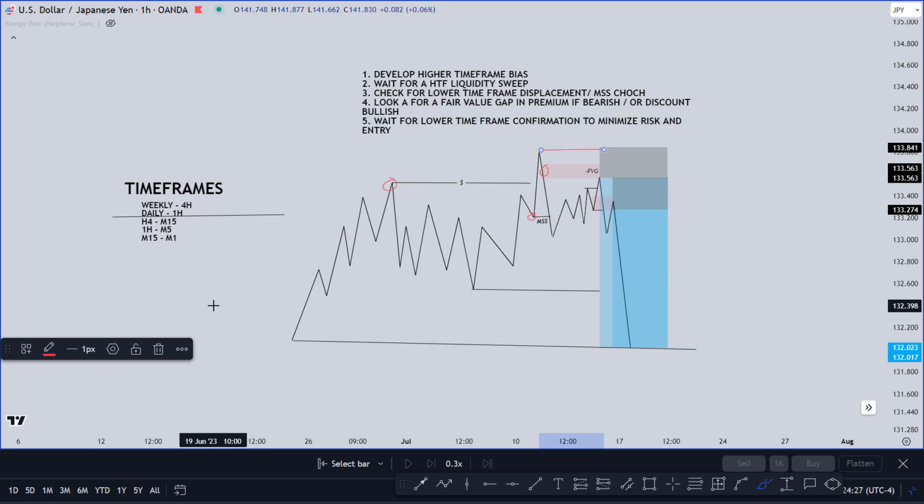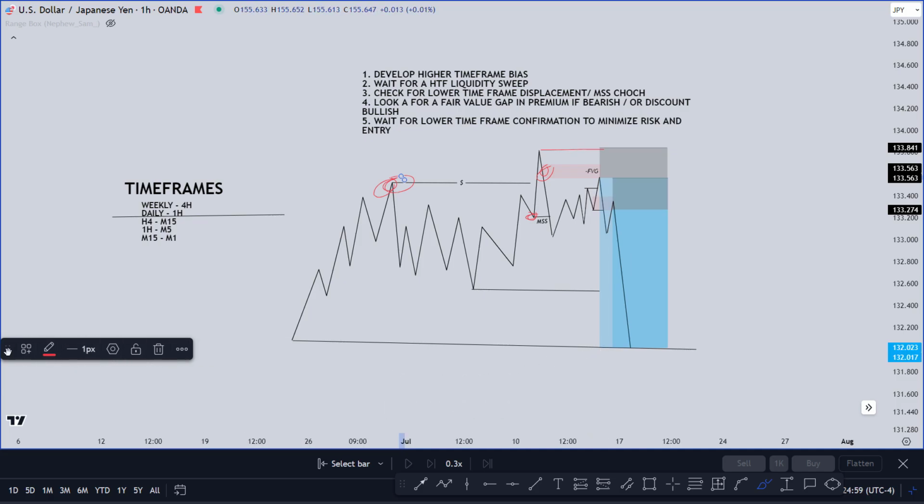And then for the day traders and scalpers, your higher time frame will be the H4, so an H4 liquidity sweep, and then you will scale down to the 15 minutes and wait for a 15-minute market structure shift and a fair value gap. And then for the scalpers, for me personally, my higher time frame is the 1 hour. I usually wait for a 1 hour liquidity sweep and then scale down to the 5 minutes, and then look for my lower time frame entry pattern to show, so I can scale in.